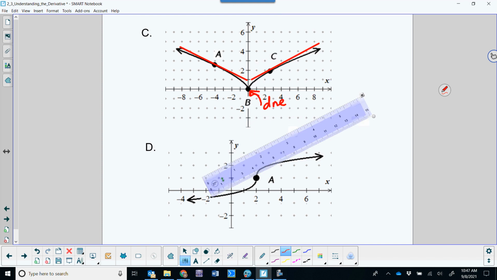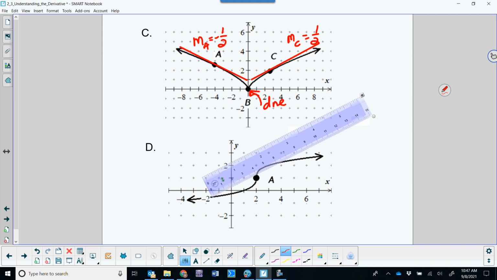We don't have one. So it appears to me, if I look at these points, it appears to go up 1 and left 2. So the slope at A appears to be -1/2, and the slope at C appears to be +1/2. Again, just check yours.